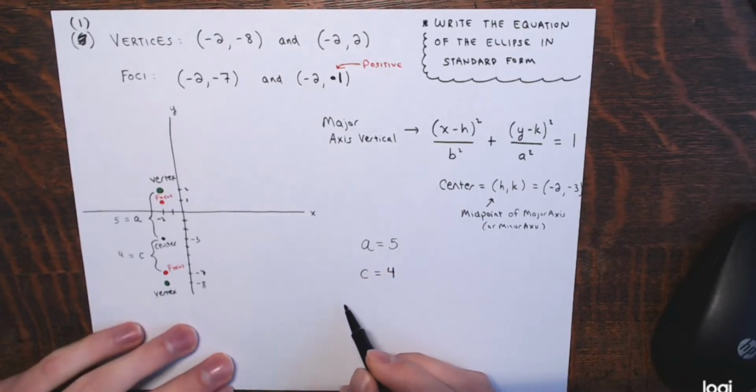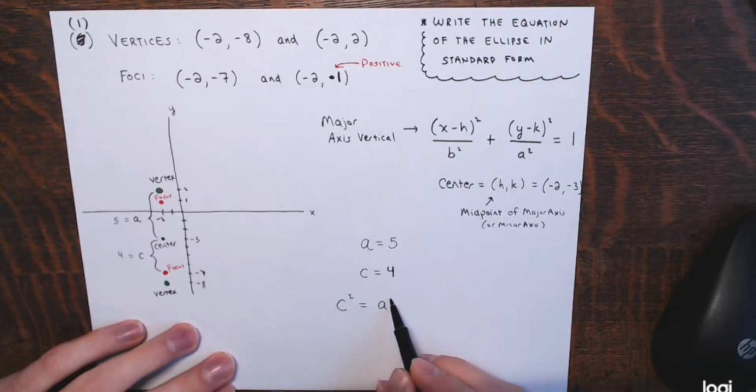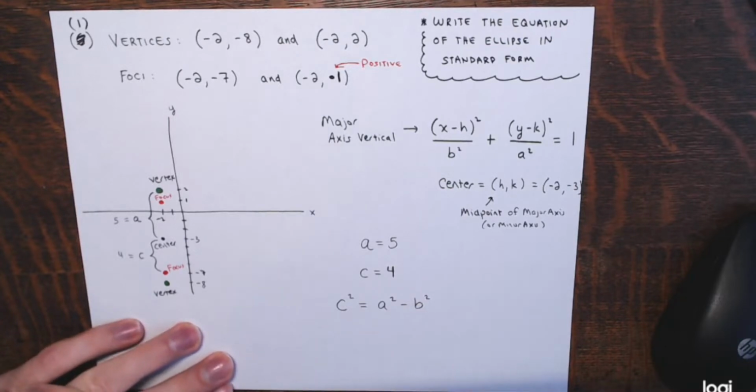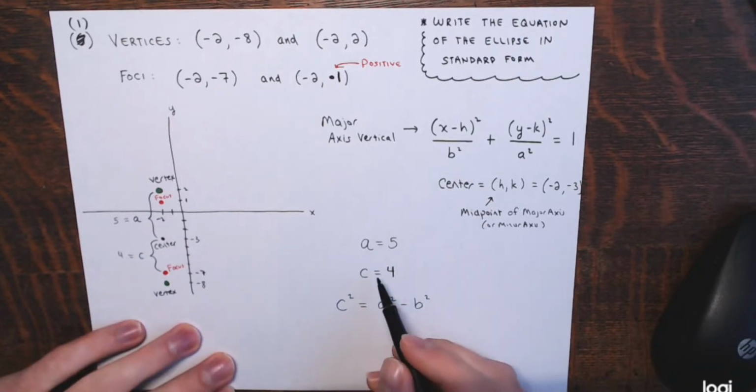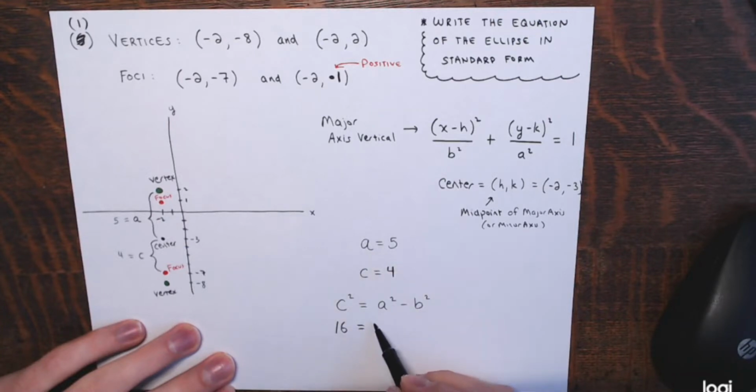And then we can use that relationship between c, a, and b for any ellipse, that c squared is going to be equal to a squared minus b squared. We're going to use this relationship to find b. And then once we have h and k and a and b, we can fill in everything we need to write the equation of our ellipse. So c squared is going to be 16, right? That's 4 squared. a squared is 5 squared, that's 25, minus b squared. And then we solve for b. So b squared is going to be 25 minus 16, that's 9. So b is 3. Right.